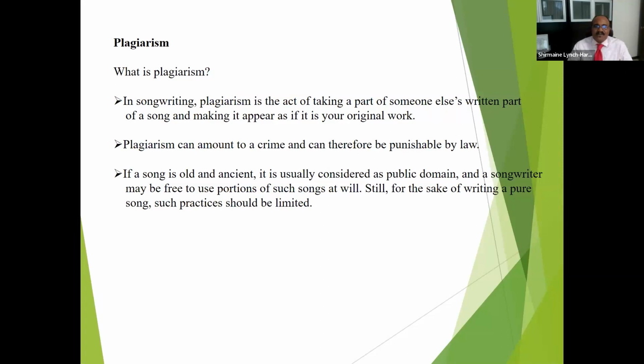Plagiarism can amount to a crime and can therefore be punishable by law, right? So don't be caught red-handed and don't be caught before the judge because, you know, you could face a good penalty if you plagiarize a song. And if you don't have a good lawyer to defend you, it could be very, very hard on your side. Great burden just through a song.